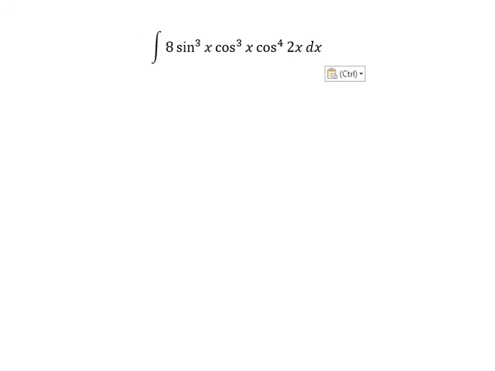Hello everybody, so today I will talk about calculus. The topic today is the integral. So I will show the technique of how to answer.